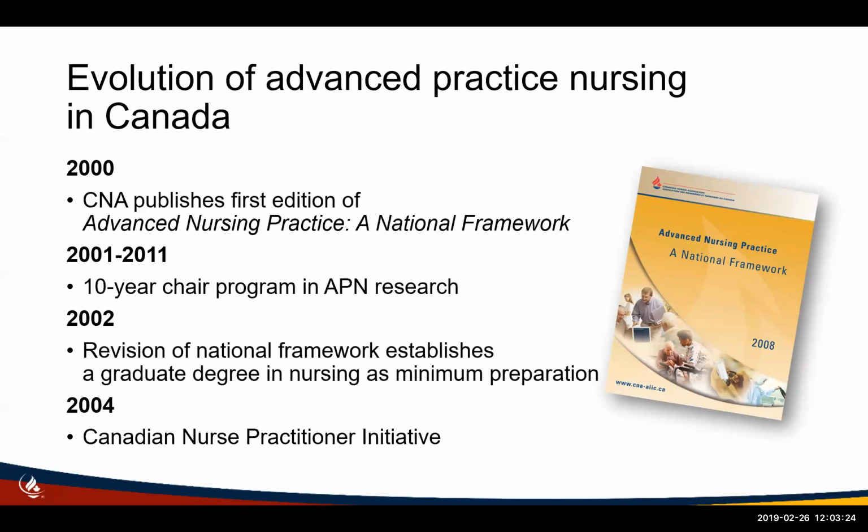The evolution of advanced practice nursing has been very steady since 2000. I'm highlighting just a few activities that are listed in the framework. The CNA board approved the first publication, called Advanced Nursing Practice: A National Framework, in 2000. Throughout the years, there have been many activities nationally on advanced practice nursing. We were fortunate to have a 10-year chair program under the leadership of Dr. Alba DiCenso that finished in 2011, and then culminated in another research network, the Canadian Advanced Practice Nursing Research Network, which is now led by Dr. Brian Akosius and Dr. Meisner.